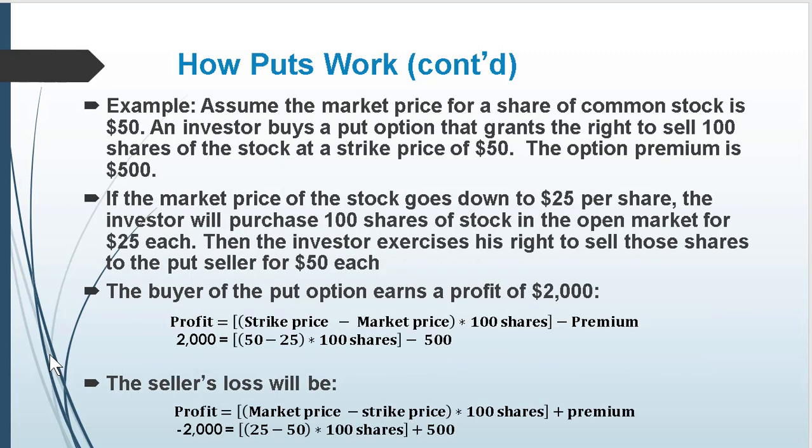So in our example here, we have the same price, $50. $50 is the strike, $500 is the premium. Now in this case, if you notice the formula, it is written in the opposite direction. The strike price, $50 minus $25. So that's $2,500 is what you make from the transaction on the stock. But of course, I paid $500. So in this case, the buyer is going to earn $2,000 and the seller is going to lose $2,000.